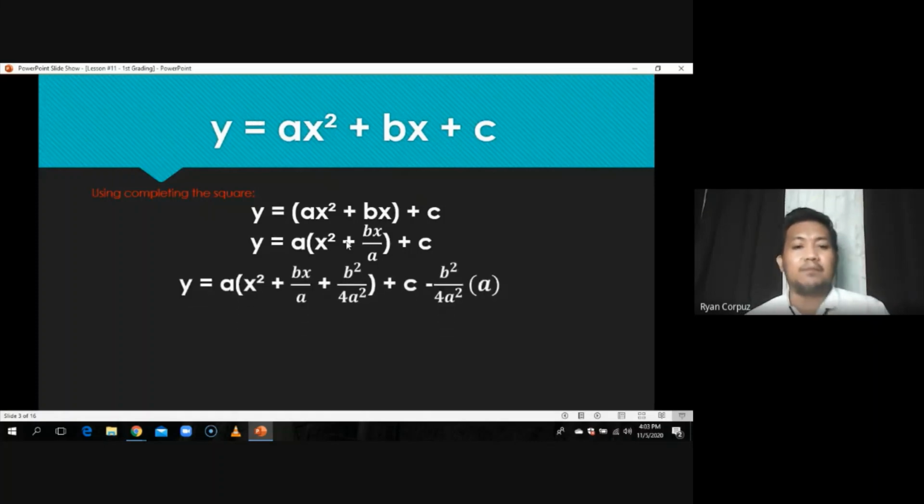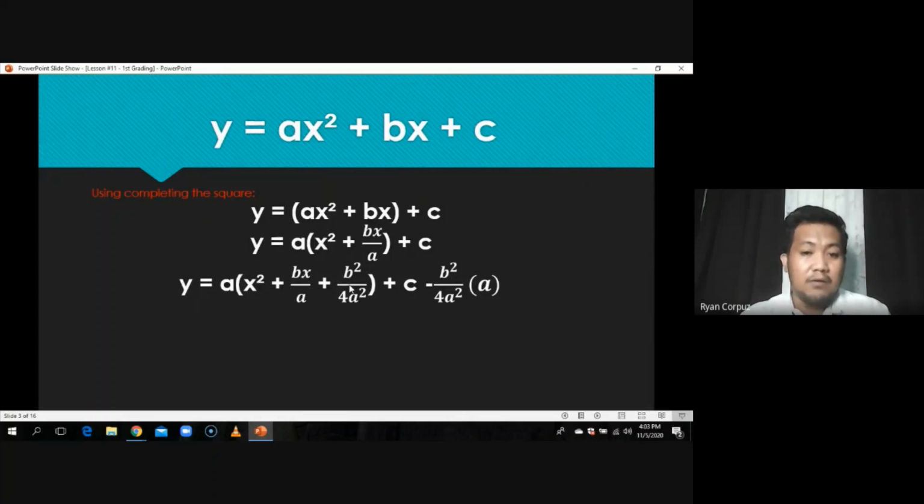Using that, we get the term to be added, which is b squared over 4a squared. How did that happen? B over 2 quantity squared. Your b is b over a. So when you substitute it on b over 2, it becomes b over 2a, quantity squared. B times b is b squared, then 2a quantity squared is 4a squared. So that's what we are going to add to make this a perfect square trinomial.